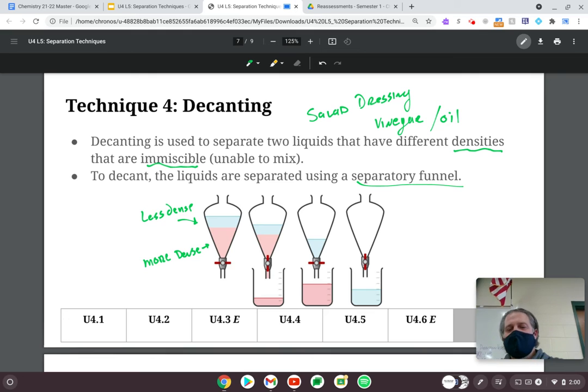And so what you end up doing is you carefully remove the more dense material, until all that's left in the separatory funnel is the less dense material, which in this particular example would be the oil. Then you can put the oil into another container, and you've separated the mixture.